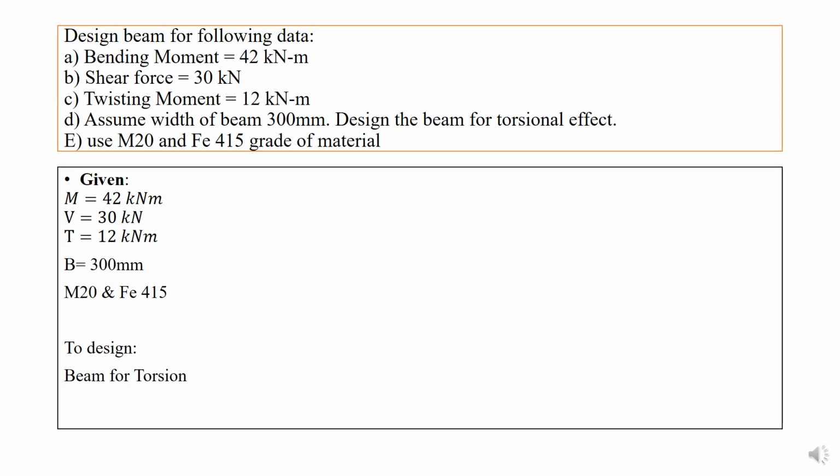But in the problem, the effective depth or the design depth of a section is not given, so it needs to be calculated. So we'll look up the question they have given. They have given bending moment of 42 kilonewton meter, shear force of 30 kilonewton, twisting moment, that is torsional moment, of 12 kilonewton meter, with a beam width of 300 mm and grade of concrete as M20 and Fe 415. They have asked us to design the beam with the torsional effect considered.